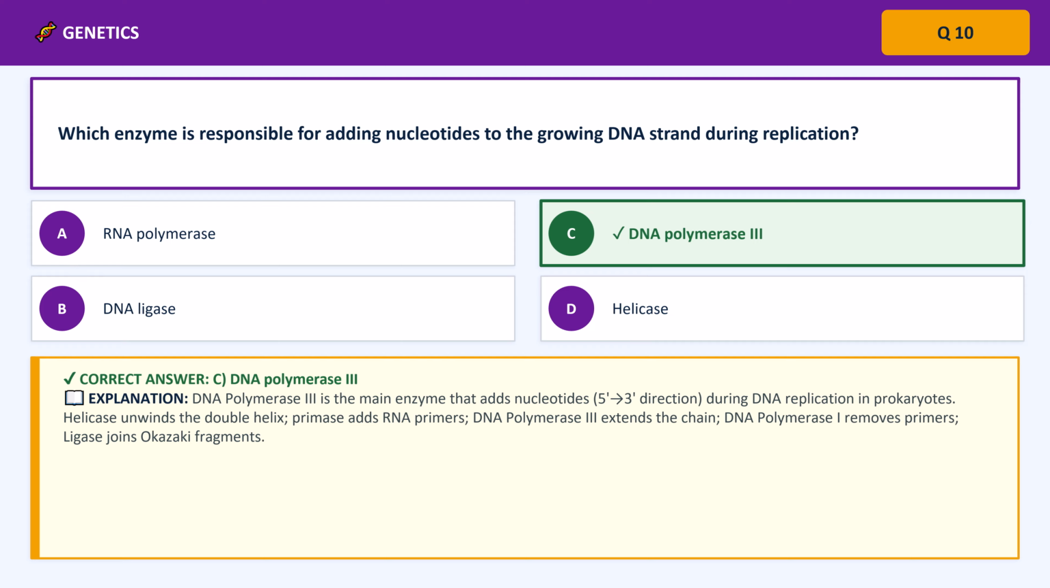Question 10. Which enzyme is responsible for adding nucleotides to the growing DNA strand during replication? It's option C, DNA polymerase 3. Explanation: DNA polymerase 3 is the main enzyme that adds nucleotides in the 5 to 3 direction during DNA replication in prokaryotes. Helicase unwinds the double helix, primase adds RNA primers, DNA polymerase 3 extends the chain, DNA polymerase 1 removes primers, ligase joins Okazaki fragments.